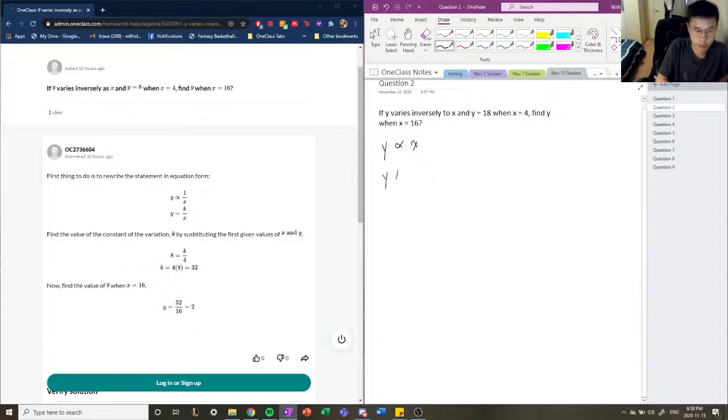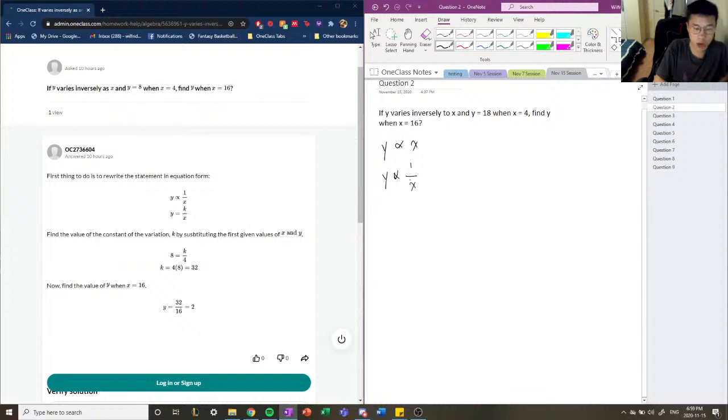There's also the other proportion, which is the inverse proportion, which means that as y gets bigger, x gets smaller. And when x gets smaller, y gets bigger. Okay, so when the question says y varies inversely to x, we know that y is inversely proportional to x, or proportional to 1 over x.